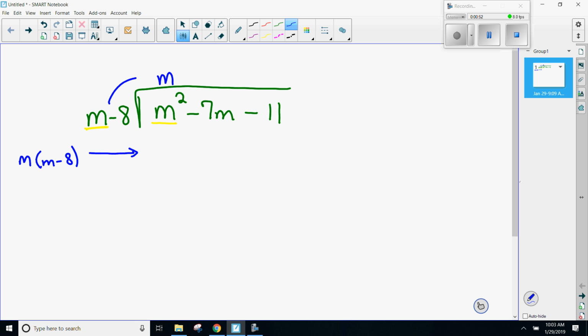So if I multiply it, you get m squared minus 8m. Now what do you do with those values? You change the signs because we want to subtract them. And if I subtract the negative, it becomes a positive. So now when you group them together, the m squareds cancel, and you end up with 1m. And then you want to bring down your next value, which is negative 11.